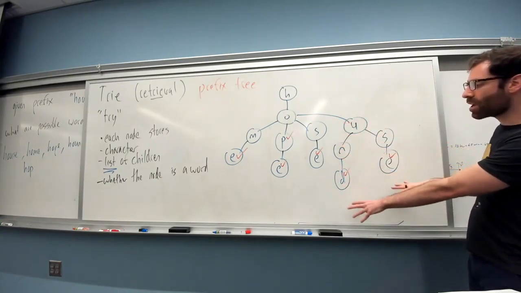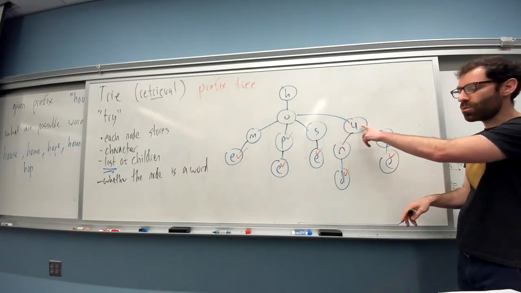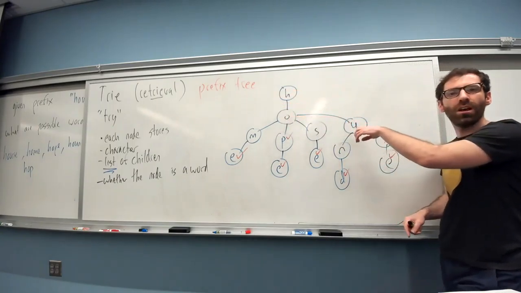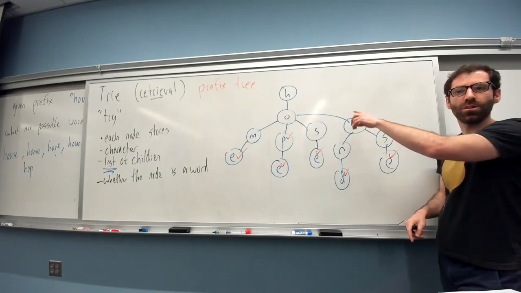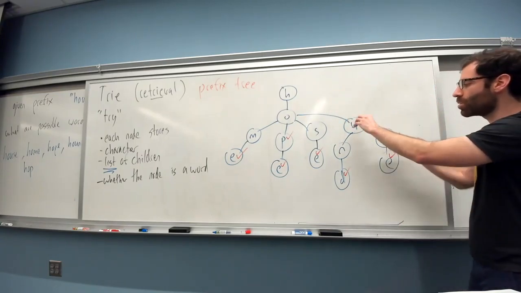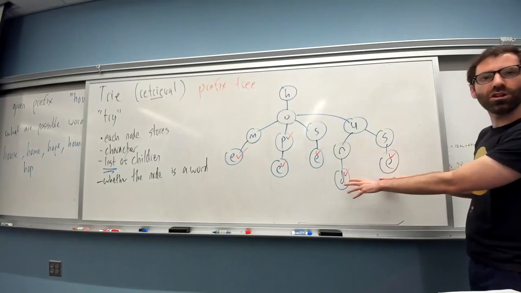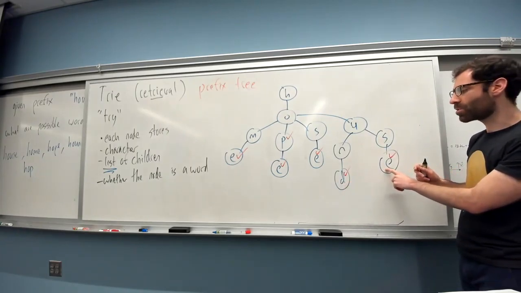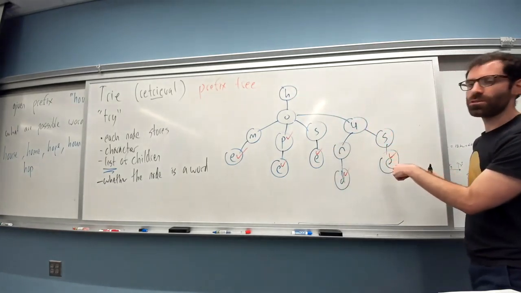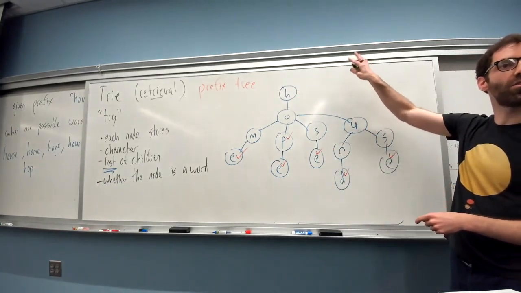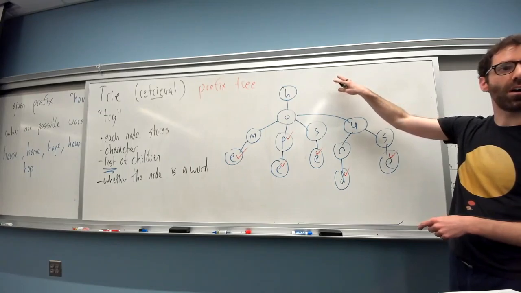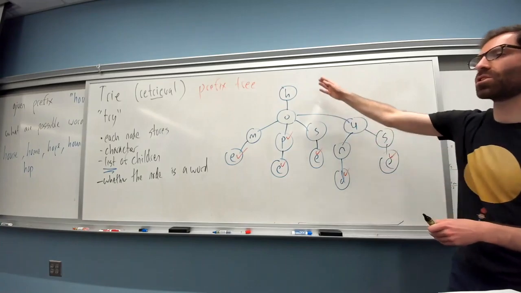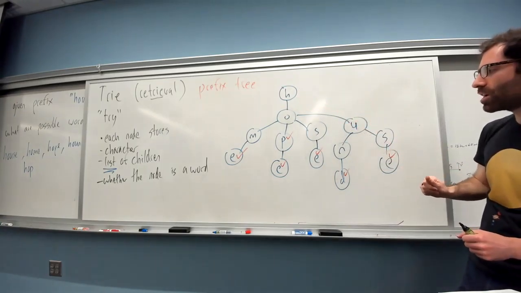And so now everything that's a descendant of U that is marked as a word is a possible completion of H-O-U. So if someone had typed in H-O-U, we would search all the children of U to find all the nodes that are marked as a word, and we'd say, okay, there's hound and there's house. These are the possible completions of H-O-U. These are the possible words that could be formed starting with H-O-U in our dictionary.